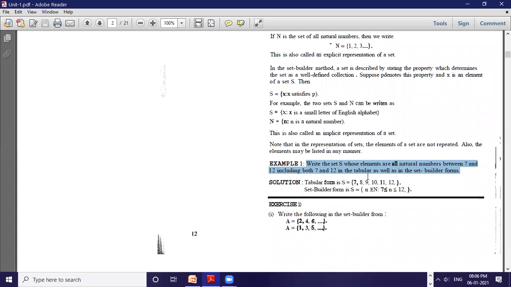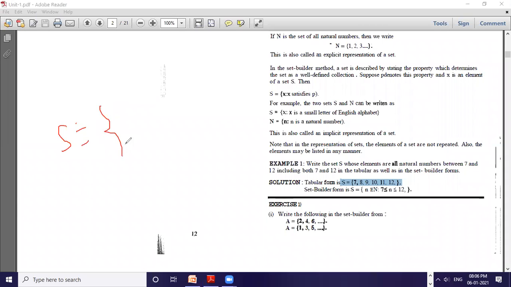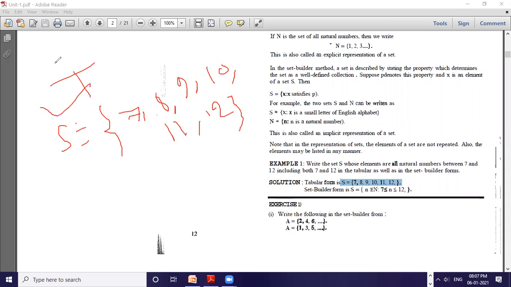Now, example: write the sets S whose elements are all natural numbers between 7 and 12, including 7 and 12, in tabular as well as set builder forms. तो टेबुलर फॉर्म में आपको पूरे के पूरे एलिमेंट्स लिखने हैं ना। S is equal to, व्हाट आर द एलिमेंट्स वी हैव, 7 से 12 इंक्लूडिंग 7, 7 आएगा, 8, 9, 10, 11 and 12. This is the tabular method, right? This is the tabular form.